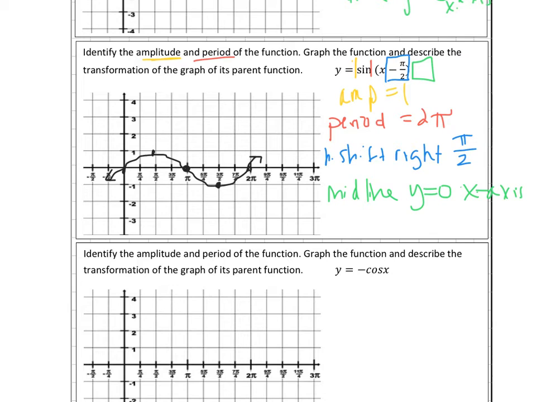Amplitude is not going to change. Our period length isn't going to change. That same distance from 0 to 2 pi will be one length of a cycle. But each time we're going to shift each point to the right, pi over 2. And if you notice on this graph, pi over 2 is 2 tick marks. So I'm going to shift each one of my points 2 tick marks to the right. And that's how I get my sine of x minus pi over 2.